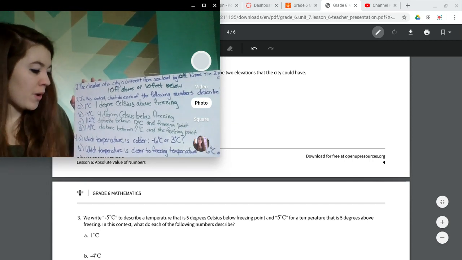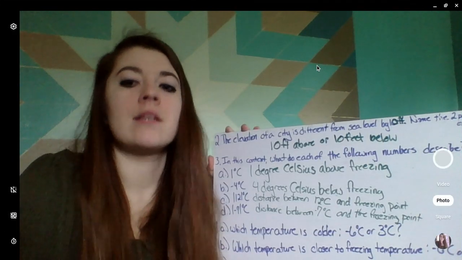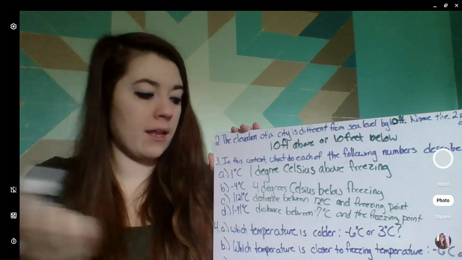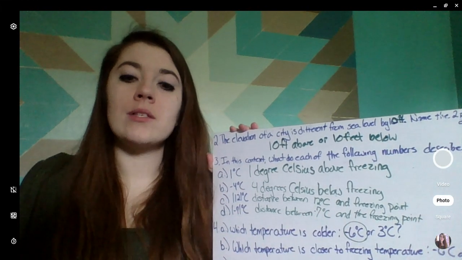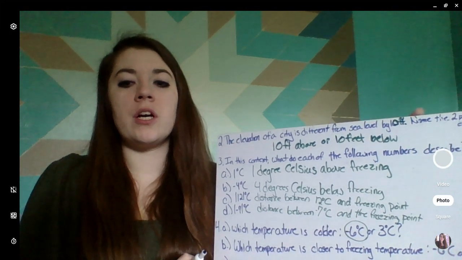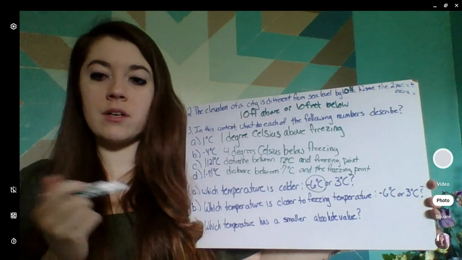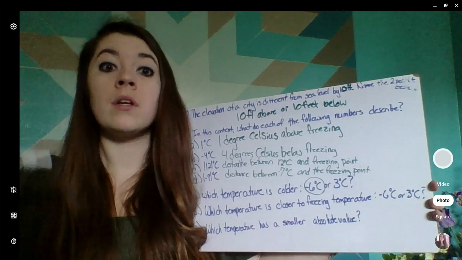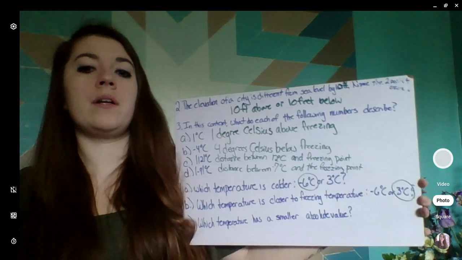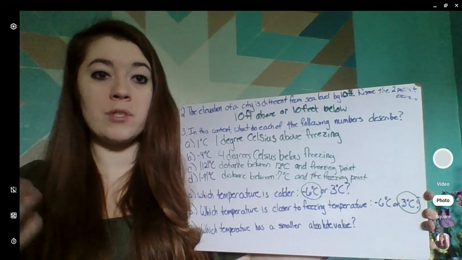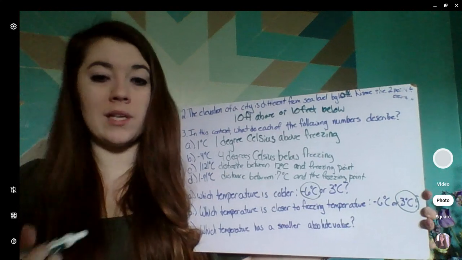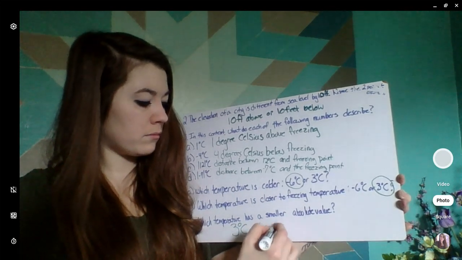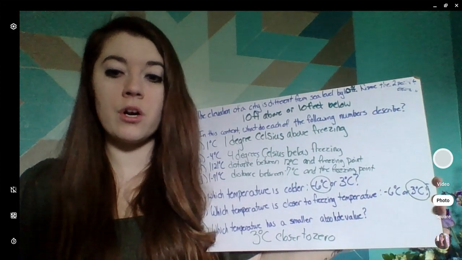All right, for number 4, which temperature is colder? -6 degrees Celsius or 3 degrees Celsius? Well, we're just thinking about it on a number line, which is further to the left, -6. So -6 degrees Celsius is colder. All right, for B, which temperature is closer to the freezing temperature? -6 degrees Celsius or 3 degrees Celsius? Well, now we're thinking about distance. So is -6 closer to 0 or is 3 closer to 0? 3 is closer to 0. And then the last one, which temperature has a smaller absolute value? So once again, absolute value specifically means distance from 0. So once again, which one is closer to 0? 3. And our justification is that it's closer to 0.